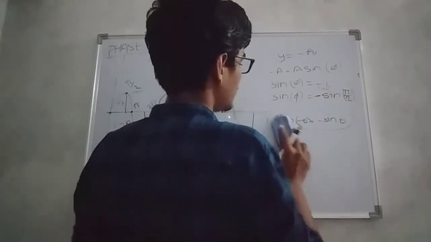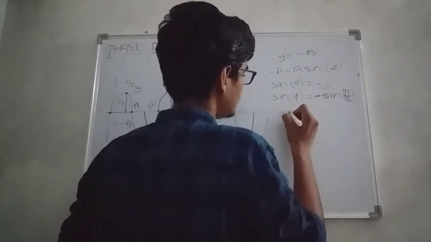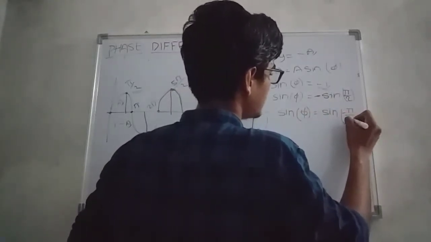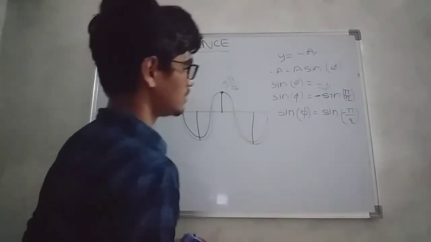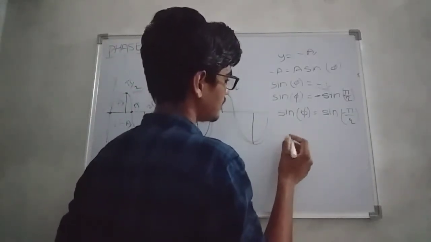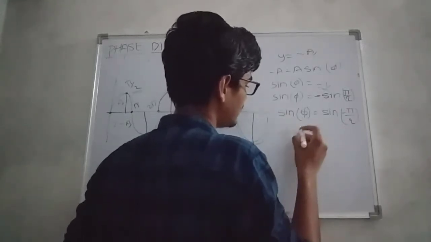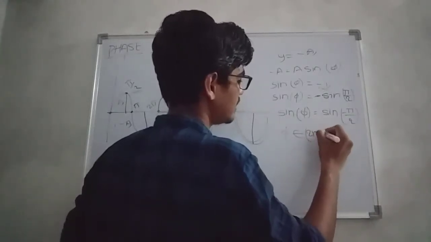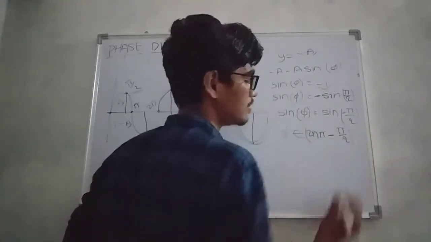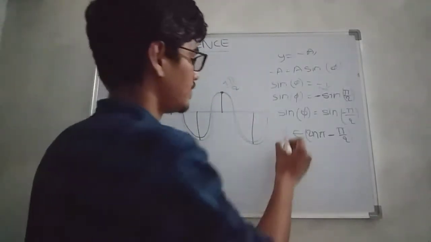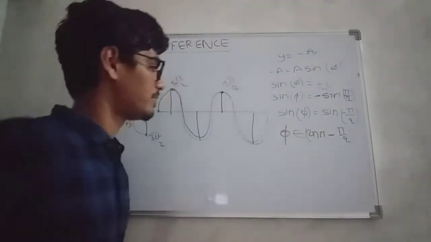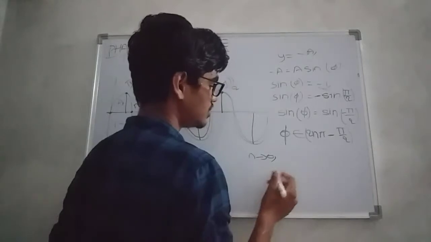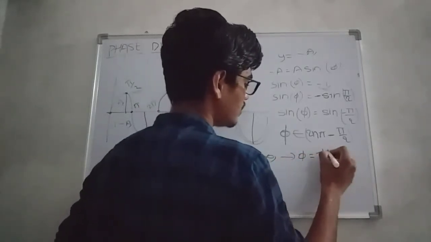By using this formula, we can write the above equation as sin phi is equal to sin of minus pi by 2. So, as the formula we used before, we can get phase belongs to 2n pi minus pi by 2. So if we take n is equal to 0, we get phase equal to minus pi by 2.